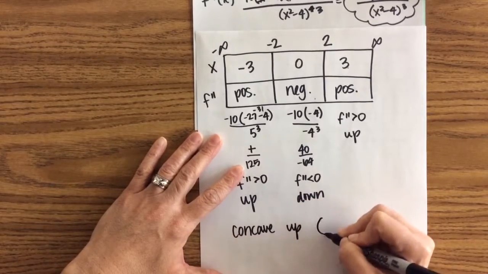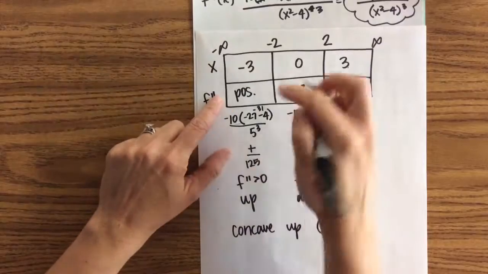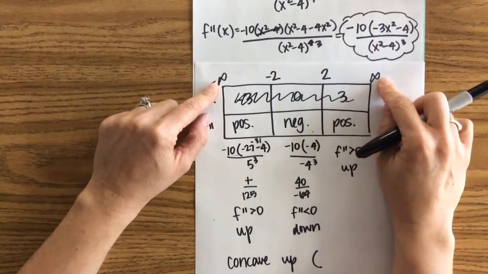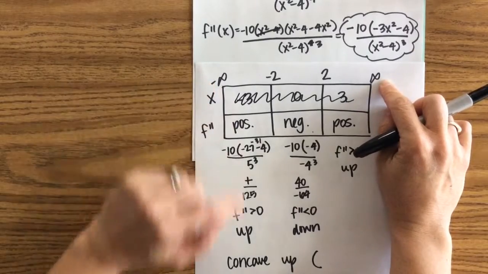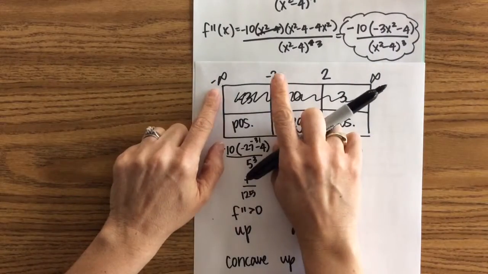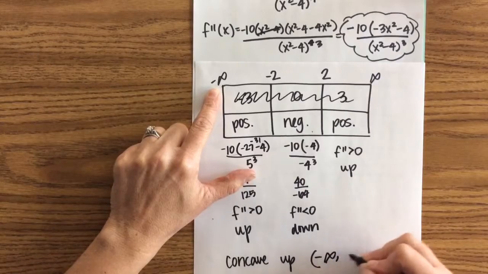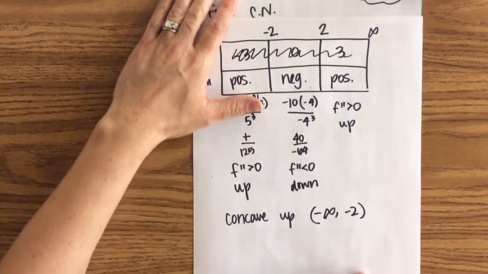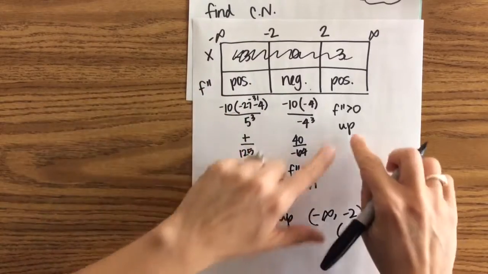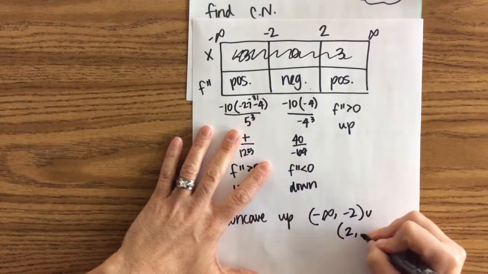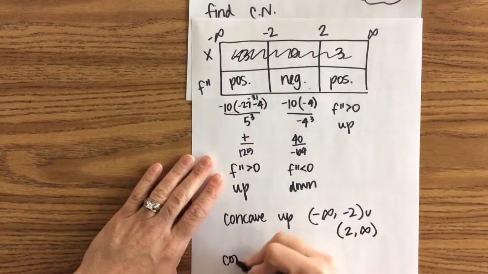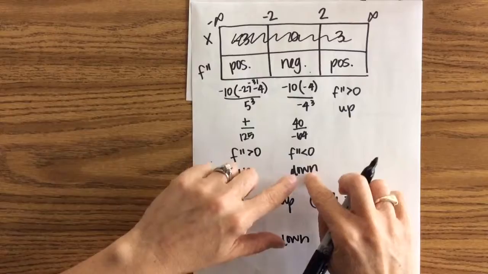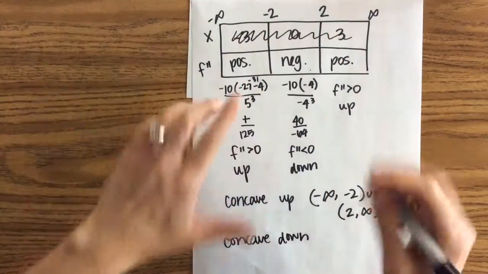So to summarize my results, I'm going to write a little blurb here and write concave up from, and again, these are not special at all, I chose those. These are special because I found those are critical numbers. So concave up from -infinity to -2, and up was 2 to infinity. Concave down was -2 to 2.